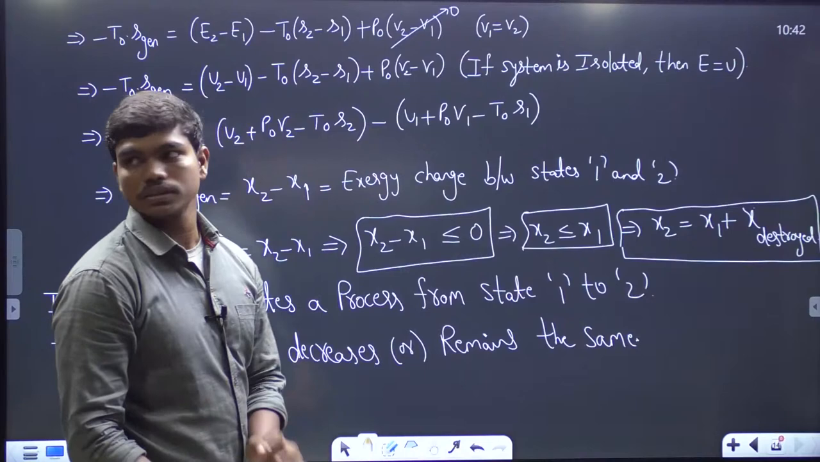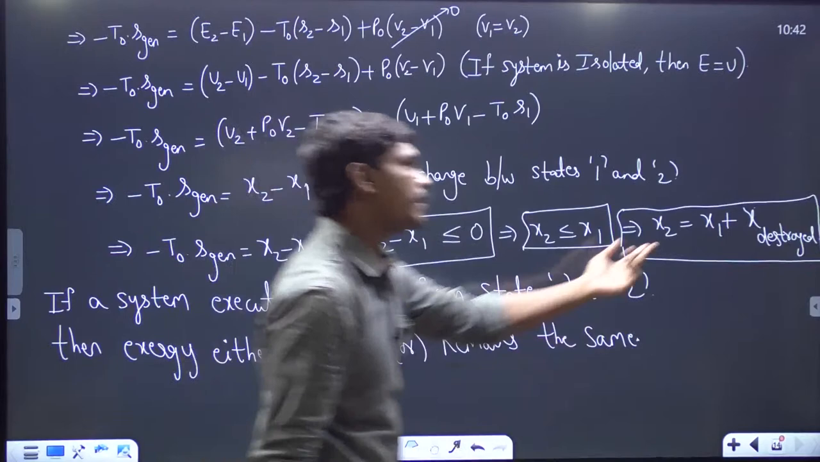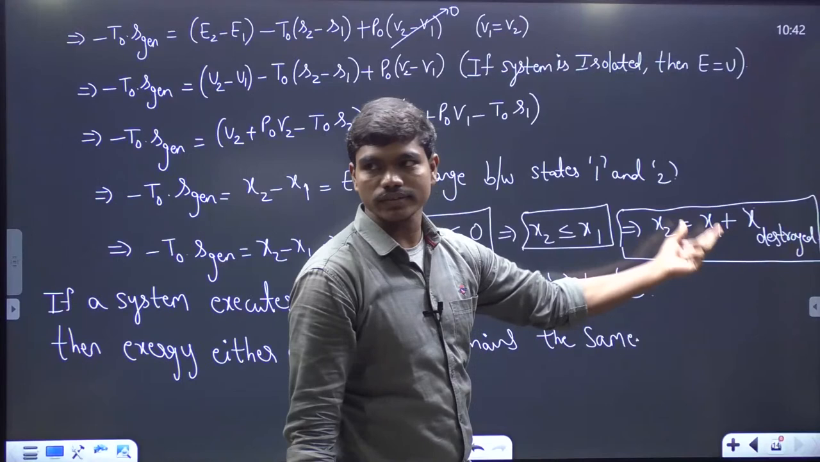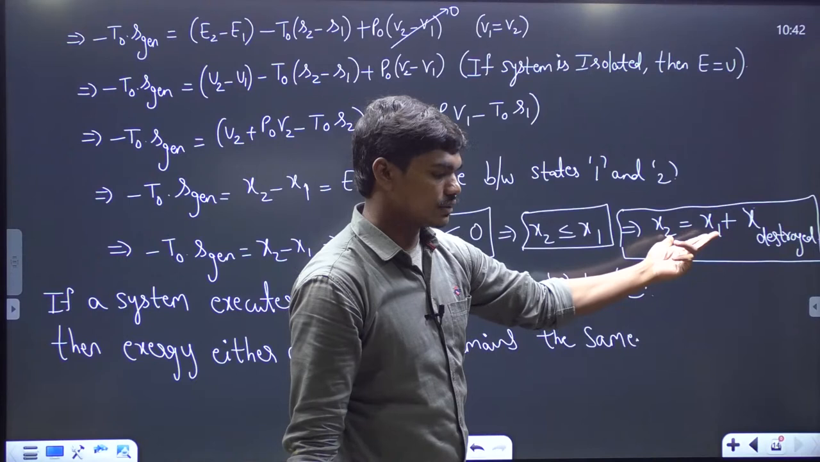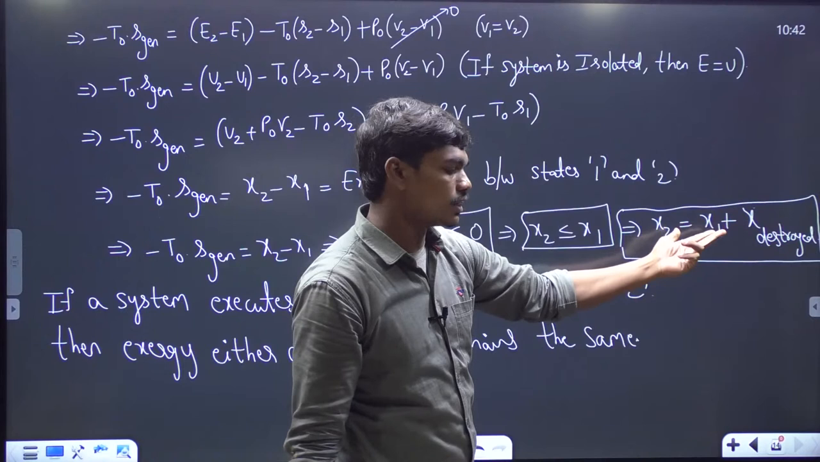So if there is some decrease in the exergy, can we say there is some destruction in the useful work that can be obtainable? Yes or no? Will you all agree with me with this equation? Please tell me. X2 is equal to X1 plus X destroyed. If I write this, will you all agree with me with this equation? So please tell me. Yes or no? Please tell me. All of you, around some 14, I guess, all on live. So please respond.